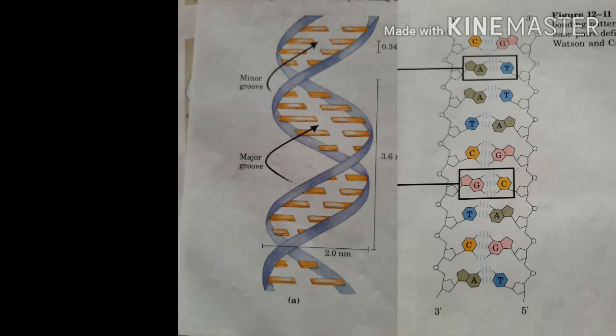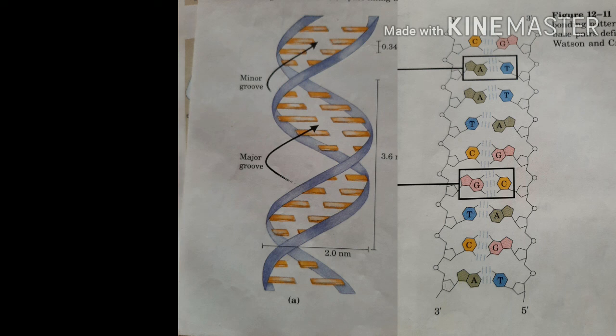And the pairing is formed in the DNA double helix between the purine of one strand and pyrimidine of the second strand in such a manner that the width of the DNA molecule remains 20 angstrom all along its length.